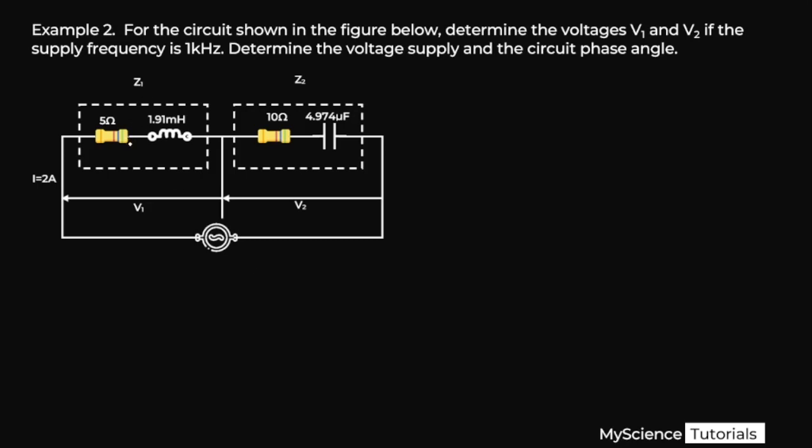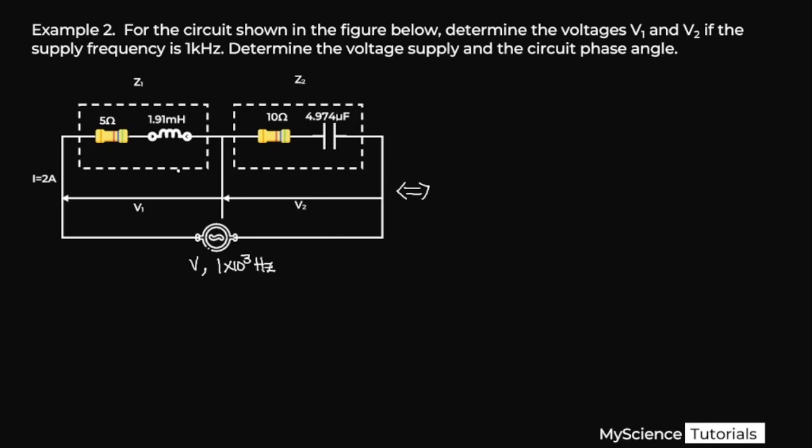So we have a circuit that has impedance 1 and impedance 2, so Z1 and Z2. Impedance 1 has a 5 ohm resistor and then a 1.91 millihenry inductor. Impedance 2 has a 10 ohm resistor and then a 4.974 microfarad capacitor. Okay, we're told that the total voltage we don't know, but the frequency is 1000 hertz over here. We also have a current which is 2 amperes over here. So let's go ahead and see what we can do.